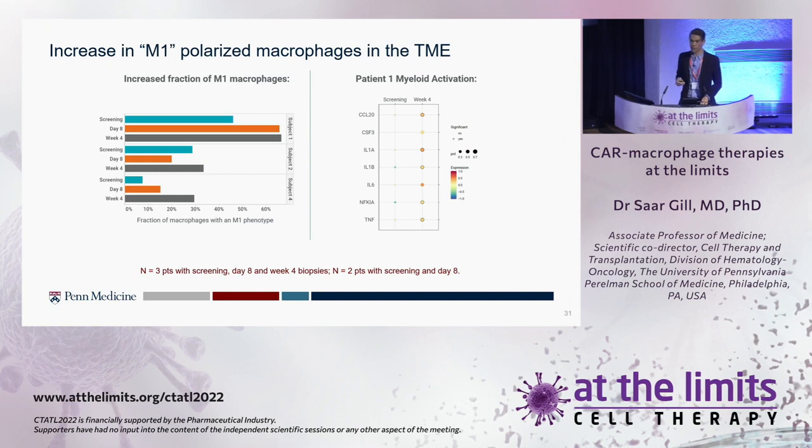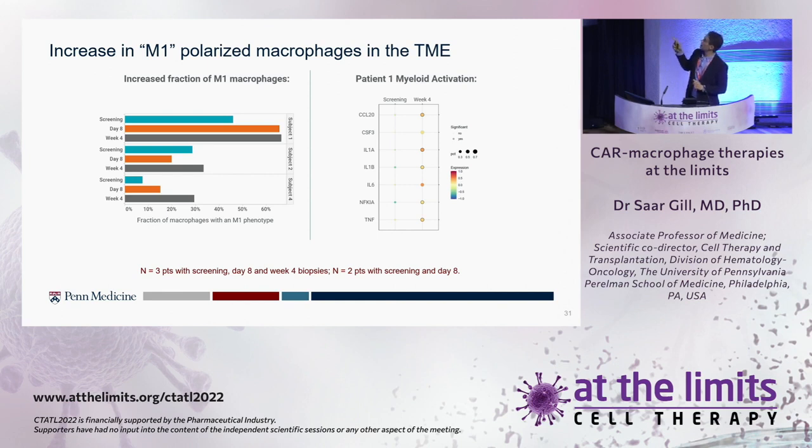And we also did single-cell RNA sequencing in all of these patients at all of these time points, and some of these data I can show you now. We saw an increased fraction of M1 macrophages. If you compare screening, this is subject number 1, number 2, and number 4, you can see the fraction of macrophages with an M1 phenotype in the biopsy. Screening is at the top in the bluish, day 8, which is the early time point, in the orange, and then week 4, which is the late time point biopsy. We can see generally an increase in the percentage of macrophages in the tumor, having administered the cells intravenously, that are of an M1 phenotype.